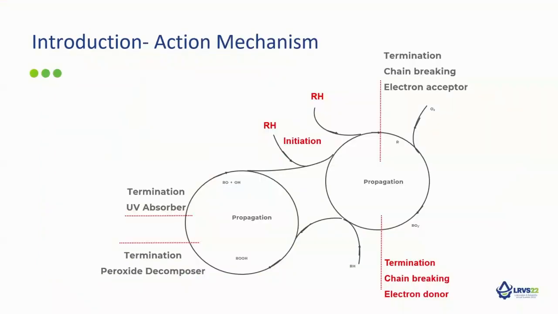In this slide, I would like to actually show the action mechanism where a chemical species initially loses its proton and then goes into a system where it's introduced to oxygen, then goes through a chain termination and chain breaking system, which then leads to a termination, whether it be through a peroxide decomposer or a UV absorber.